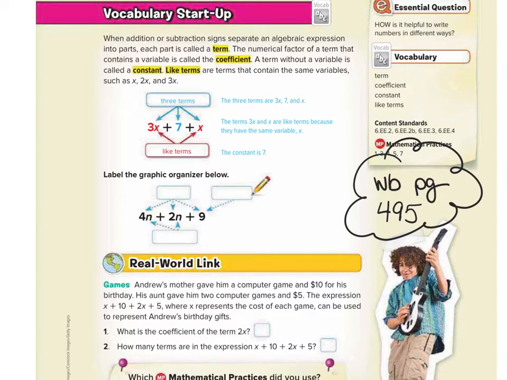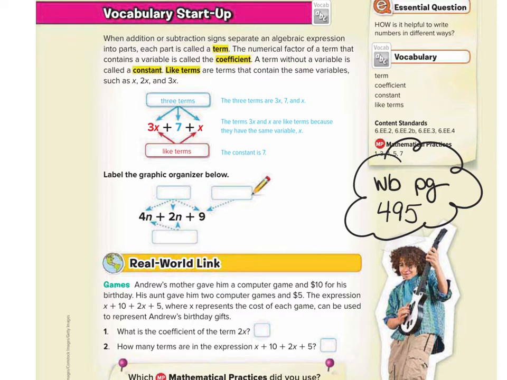Okay, so today we're starting on workbook page 495, and we are going to learn about equivalent expressions. So let's start with some vocabulary. It says, when addition or subtraction signs separate an algebraic expression into parts, each part is called a term. The numerical factor of a term that contains a variable is called the coefficient. So it's saying a number that is in front of a variable is called a coefficient.